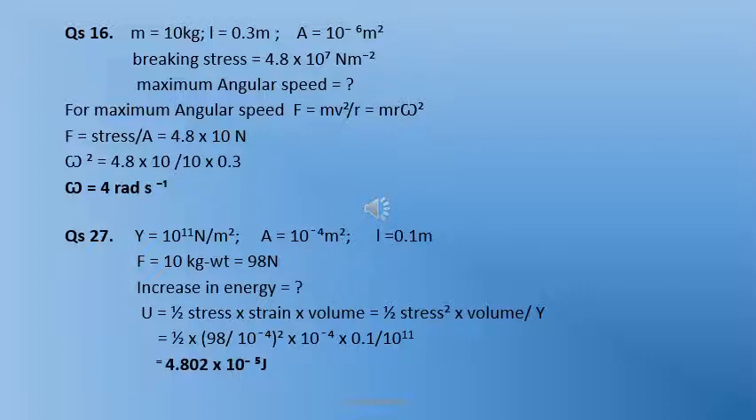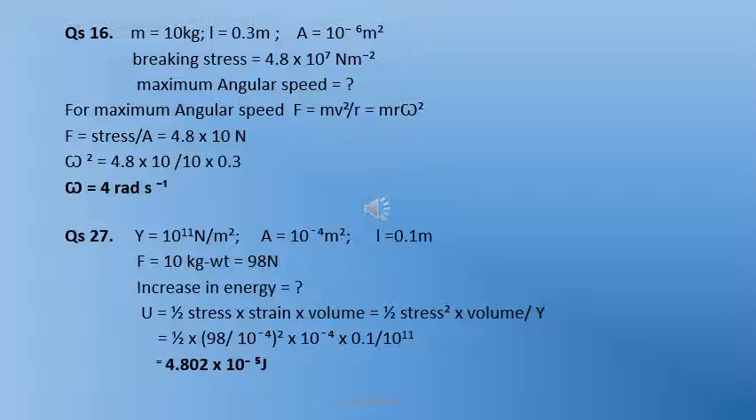The last question that we are considering for today is question number 27. The Young's modulus of brass is 10 to the power 11 Newton per meter square, and the area of cross section of the wire is 10 to the power minus 4 meters square. The length is 0.1. When it is compressed along its length with a force of 10 kg weight, you have to calculate the increase in energy.